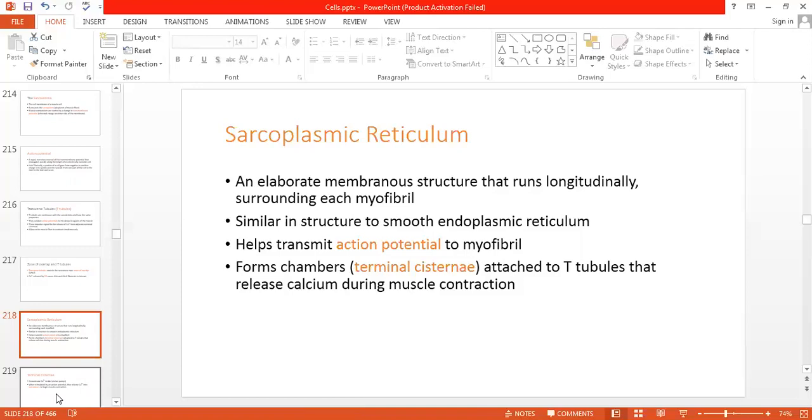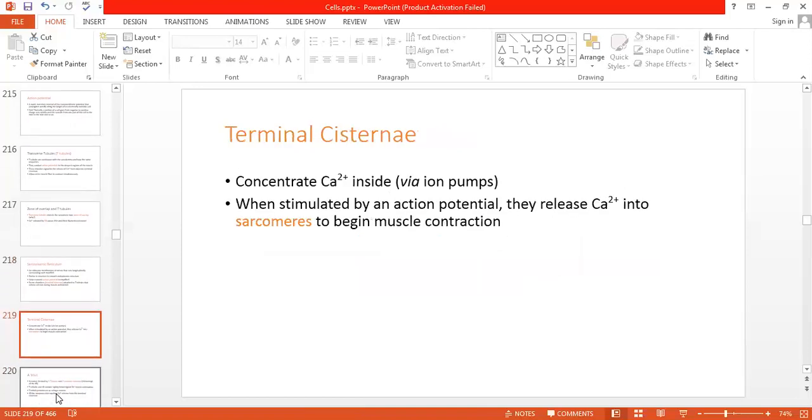This means muscles need calcium during contraction as well as ATP, and this is provided by the terminal system, which is attached to the T tubules. The terminal system concentrates calcium inside via ion pumps. When stimulated by an action potential, they release calcium into the sarcomere to begin muscle contraction.